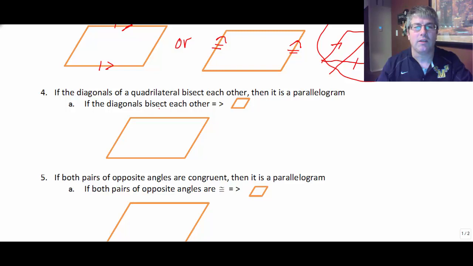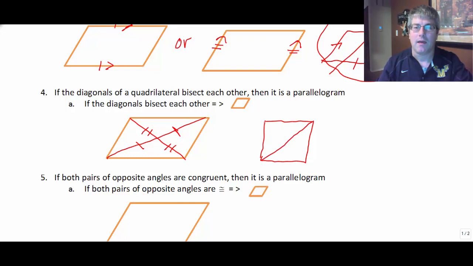If the diagonals of a quadrilateral bisect each other, then it's a parallelogram. So if the diagonals bisect each other, then we've got ourselves a parallelogram. So if you can get your diagram to look something like that, you've got yourself a parallelogram. And again, here's your reason in proof. And what you will see is I will probably draw everything to look like a square. And we have something like that. That is a parallelogram because the diagonals bisect each other.